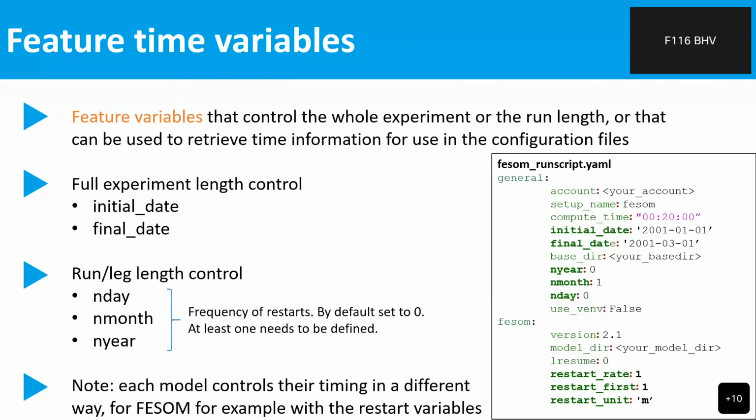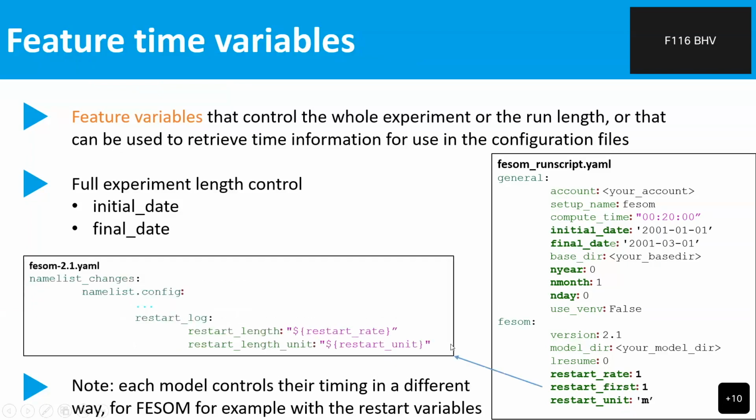But this is mostly in the general section, right? Yes, these are feature variables that are defined in general because they control run length and simulation length. In one of the exercises, we use end date. It is also a feature variable. Yes, we are going to be looking at those in the next point.